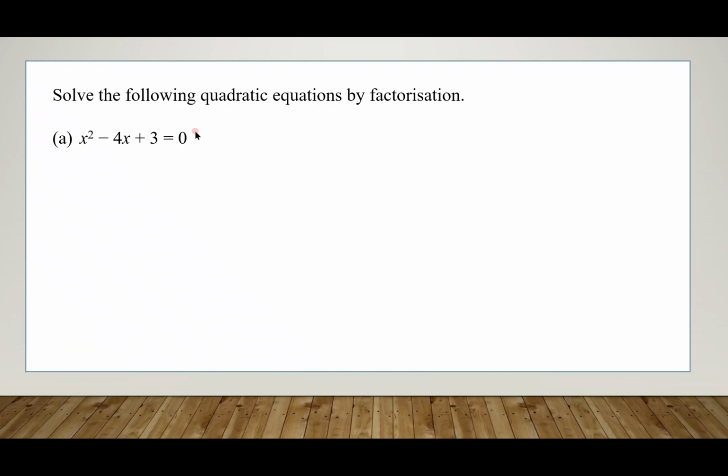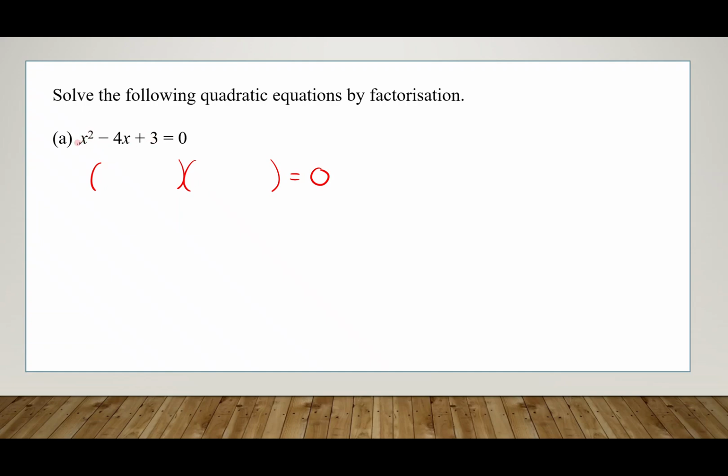Factorising is a really useful method. It works with many quadratics but not all. Let's have a look at some examples. So the first thing we need to do is actually factorise our quadratic equation. So this means that we are going to put the quadratic into double brackets.